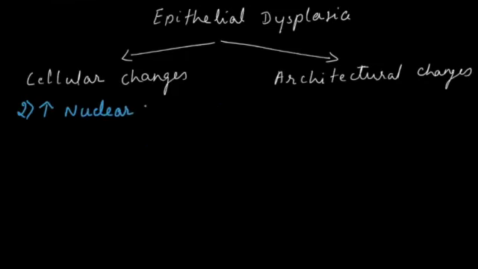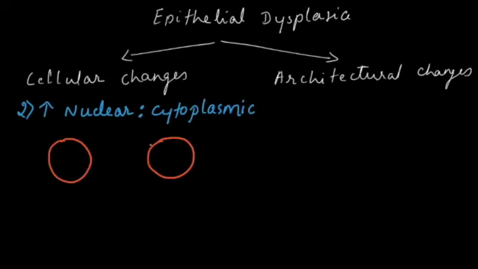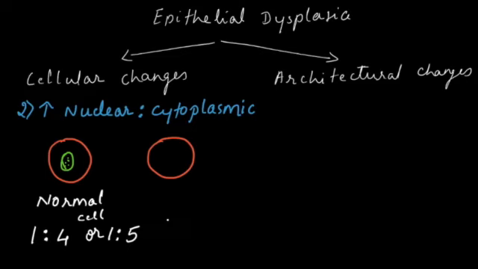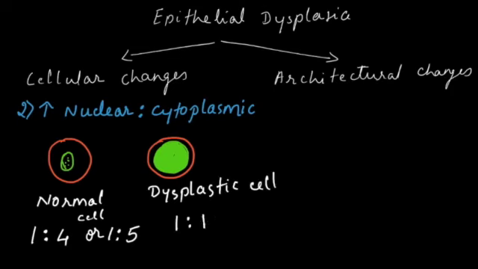The second feature is increased nuclear cytoplasmic ratio. Here are the two cells. One is a normal cell with the nuclear cytoplasmic ratio of 1:4 or 1:5. 1:4 in a tissue block, 1:5 in a cytosmear. Whereas in a dysplastic cell, the ratio is generally increased and is around 1:1.